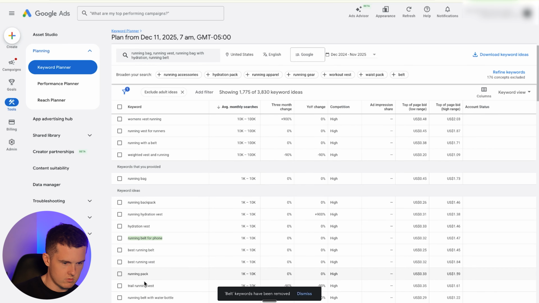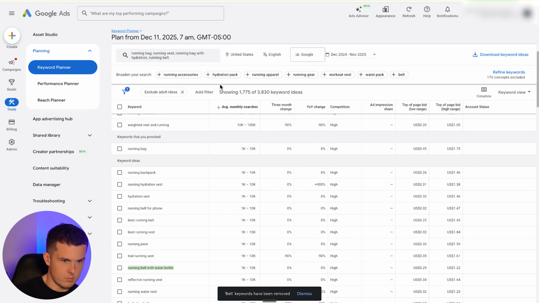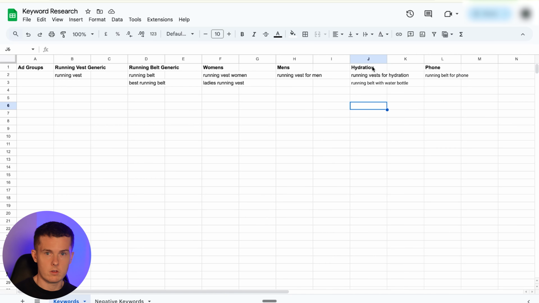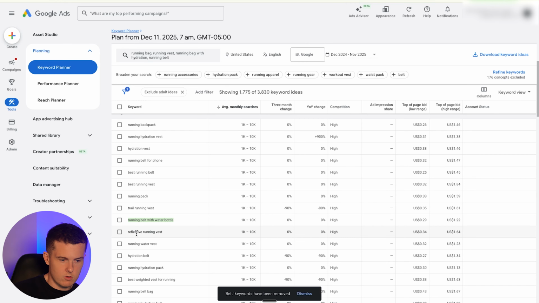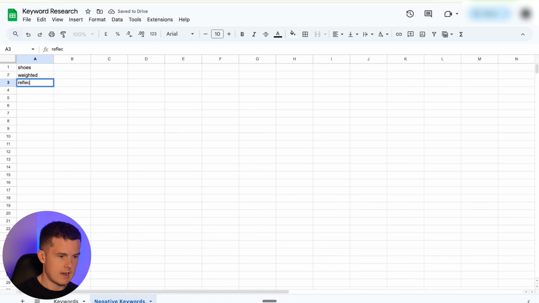Best running belt, best running vest, trail running vest, maybe running belt with water bottles. So if we sold something with a water bottle, we could include that here. We could always look to separate these further into maybe running vests for hydration or running vests that include a water bottle. Maybe they would be two separate ad groups, but for now I think it's reasonable to keep them together. Reflective running vests. So let's say we don't have a reflective element to our vest. Let's go ahead and exclude that. So using a negative keyword.